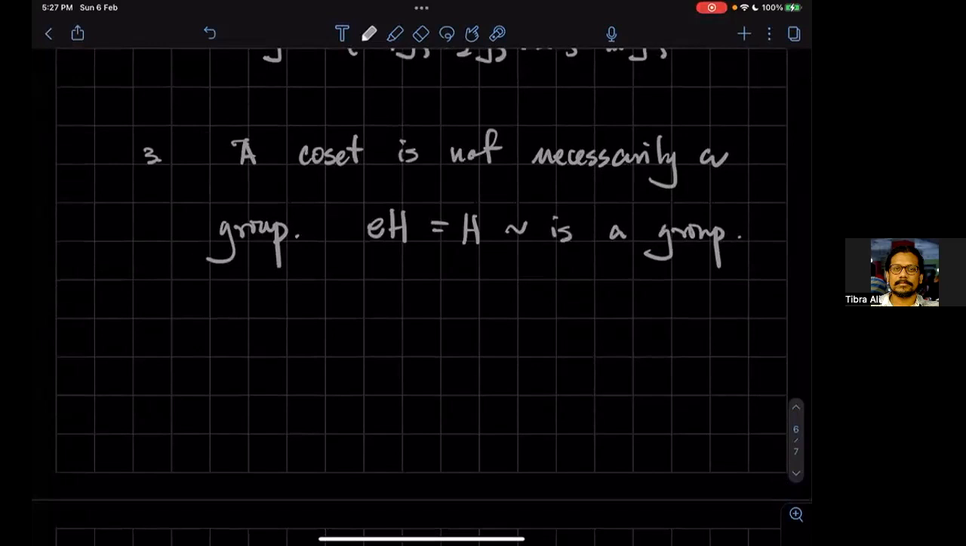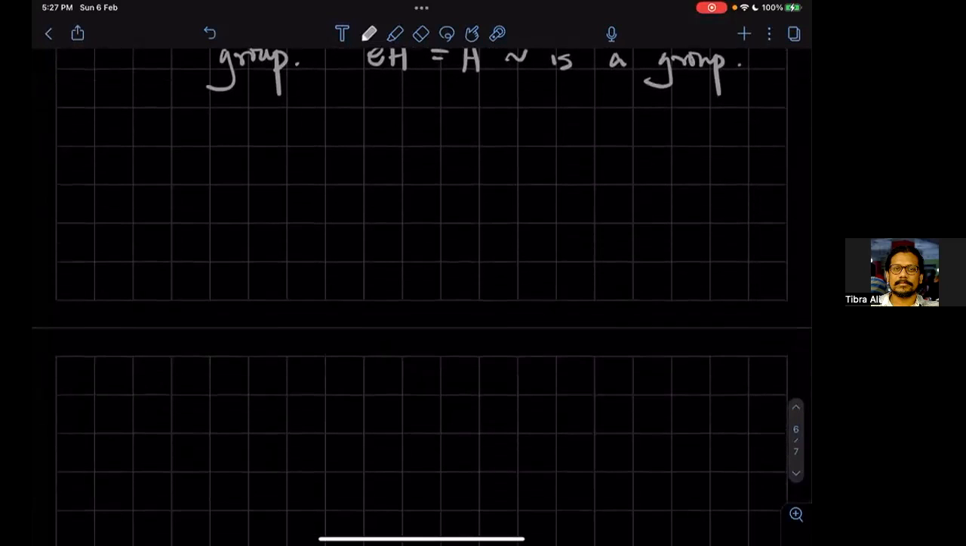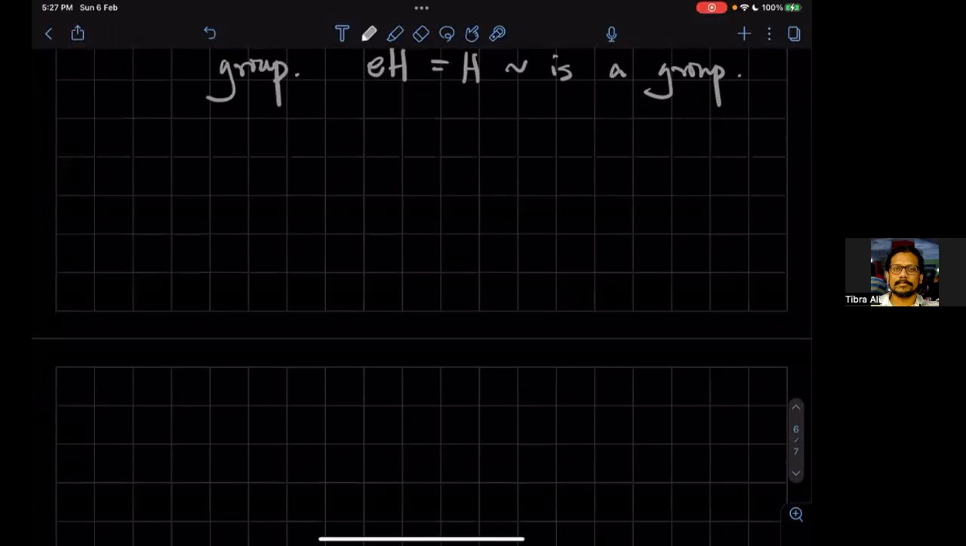All right. So then, I gave you Lagrange's theorem, and Lagrange's theorem is basically telling you that, so this is the exercise.